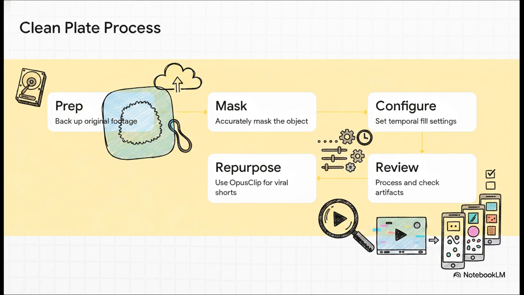To achieve a flawless clean plate yourself, just follow these simple steps. First things first, always back up your original footage. Next, accurately mask the object you want gone. And a quick pro tip here, slightly oversizing your mask actually gives the AI better context to work with. Then configure your temporal fill settings, let the machine process it, and meticulously review it for any weird artifacts. Finally, take that perfectly clean footage and run it through a tool like Opus Clip that'll automatically repurpose it into multiple viral shorts, maximizing your overall ROI.